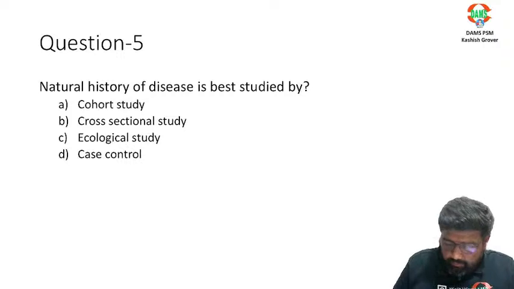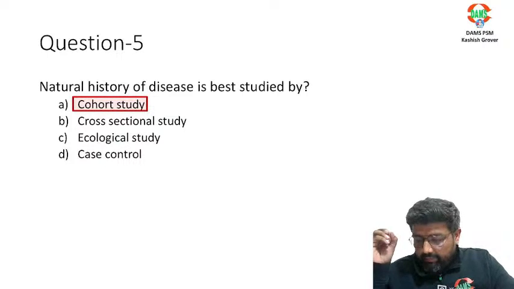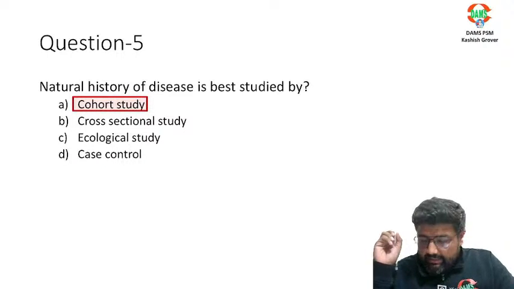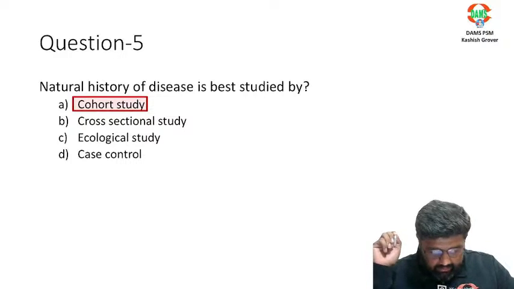Cohort, very good beta, cohort. So natural history of disease is best studied by cohort study. Natural history of disease is best studied by cohort study, right?